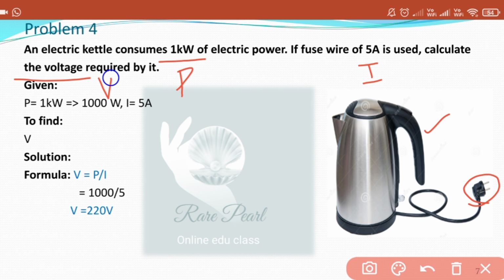So what is the expression for voltage? V is equal to P by I. From the power expression, P is equal to V into I. Now we have to substitute the value of power. So what is power? 1 kilowatt. 1 kilowatt is equal to 1000 watt, right? So now substituting the value of power and current, 5 amps. So 1000 divided by 5. Power is 1000 and current is 5 amps. So therefore 1000 by 5 is going to be 220 volt.